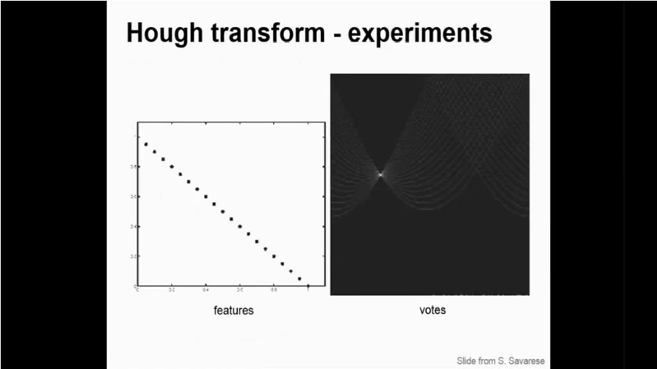So this is an example. If these are my features on the left side, then I'm doing this accumulator in the Hough space. And this point is where I've got a maximum of my votes. So this will be the set of parameters. This parameter here is the one that best accounts for the set of features, where the x and y axes are rho and theta.